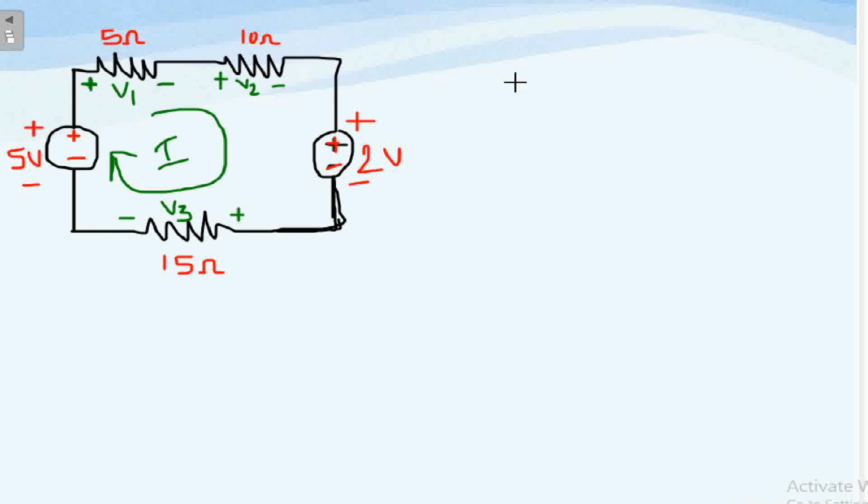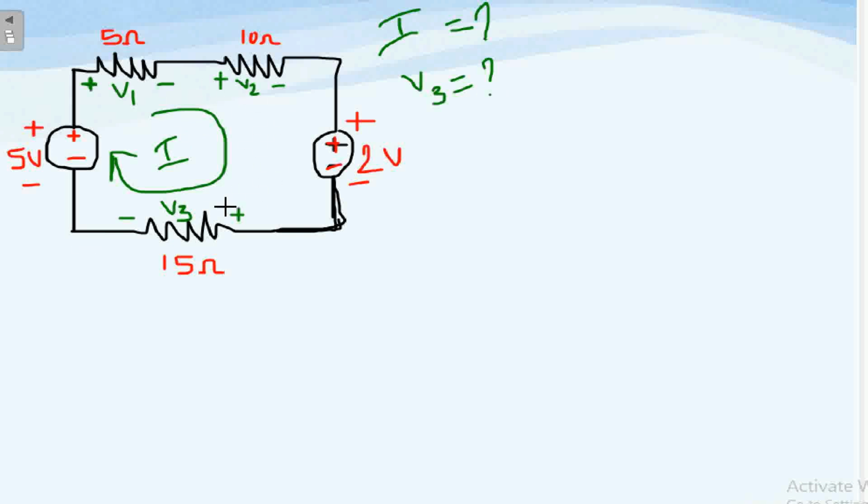So here I have written, I need to find current I and V3. V3 is nothing but the voltage across your 15 ohms. I have to find these two things. So for finding this I and V3, let us apply KVL.